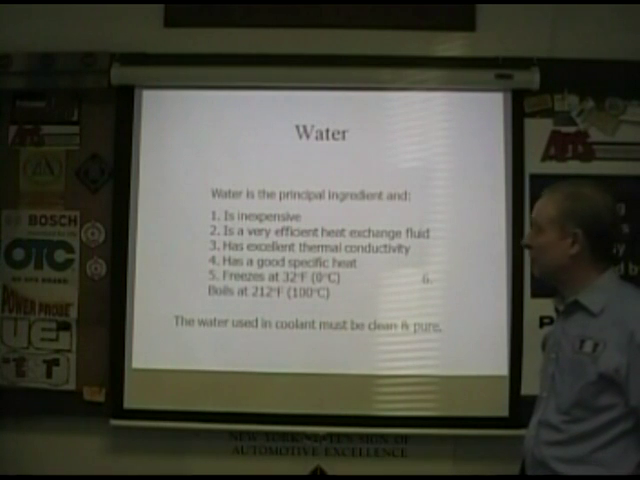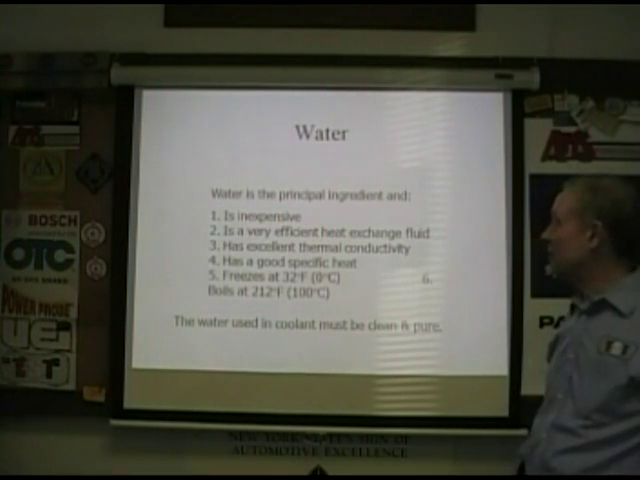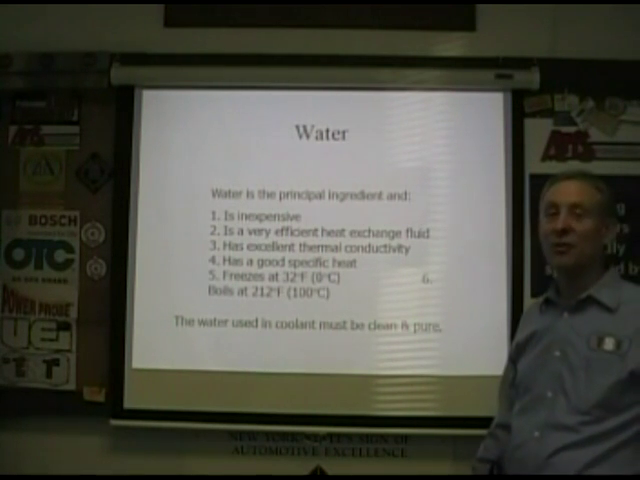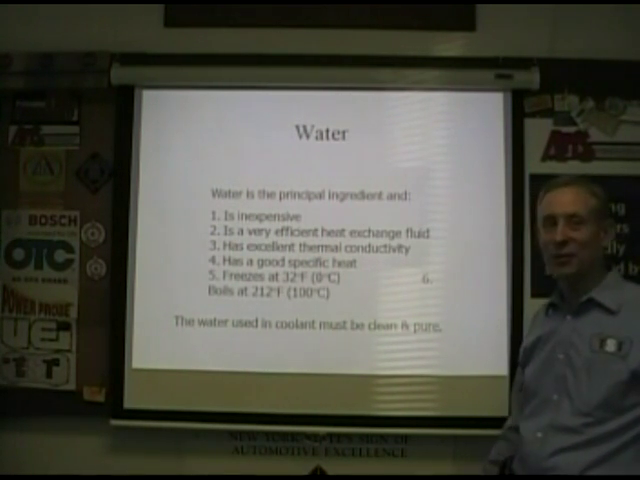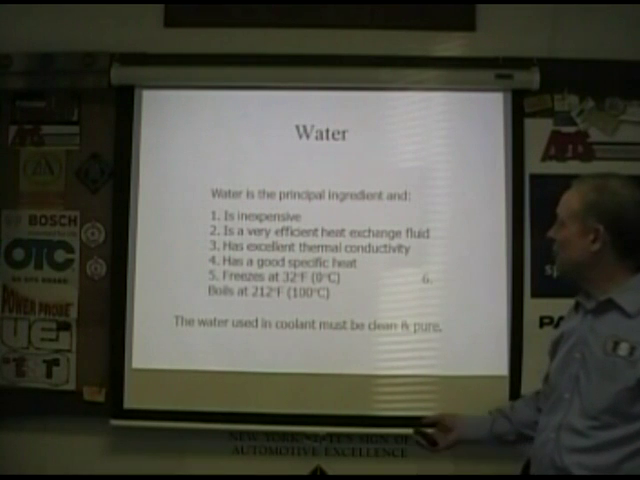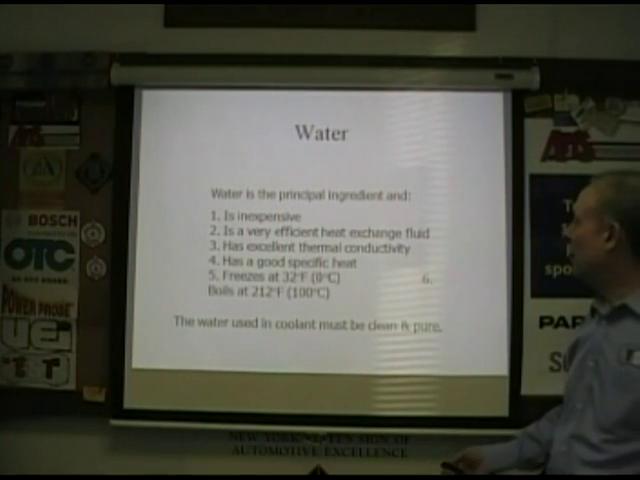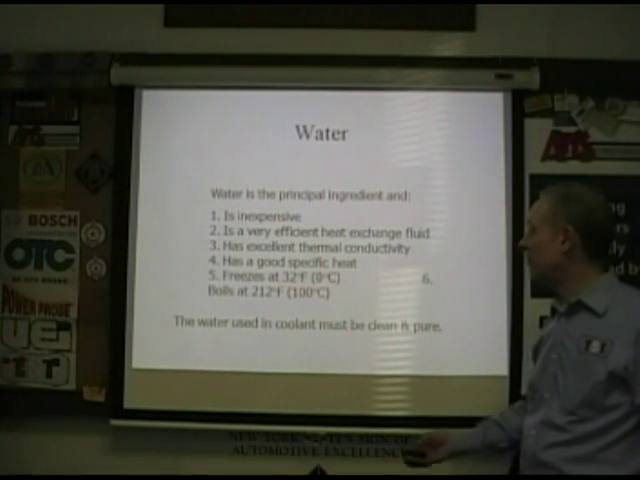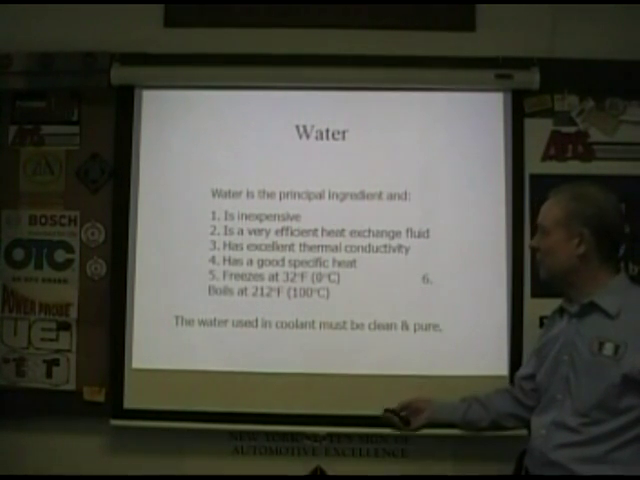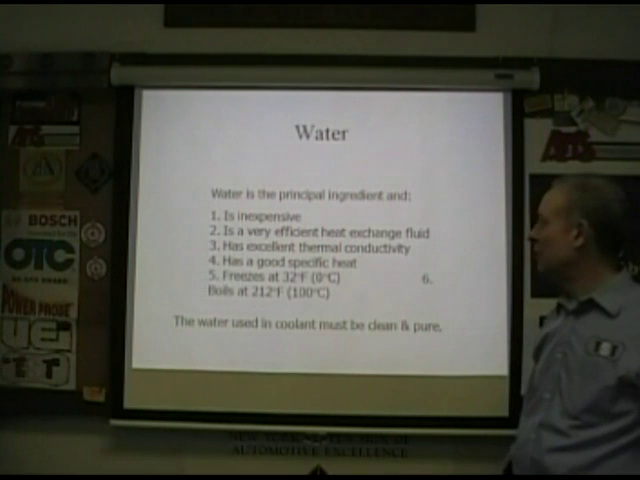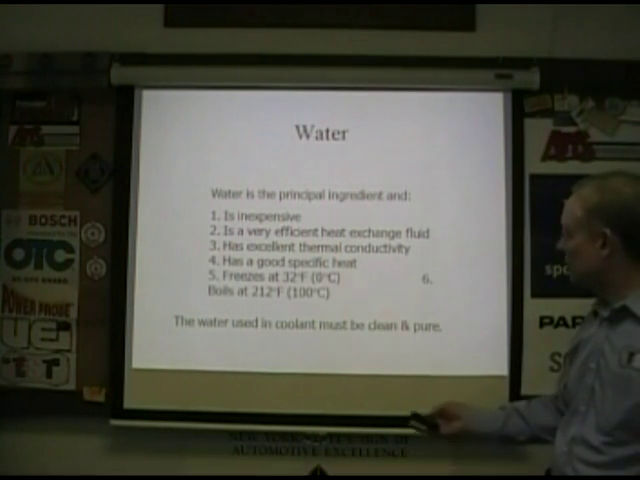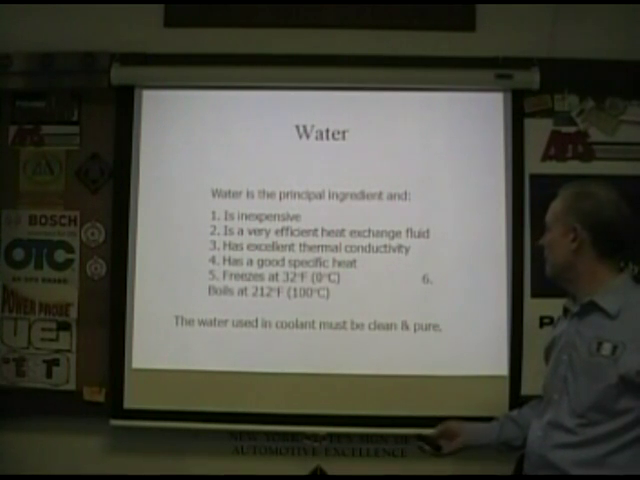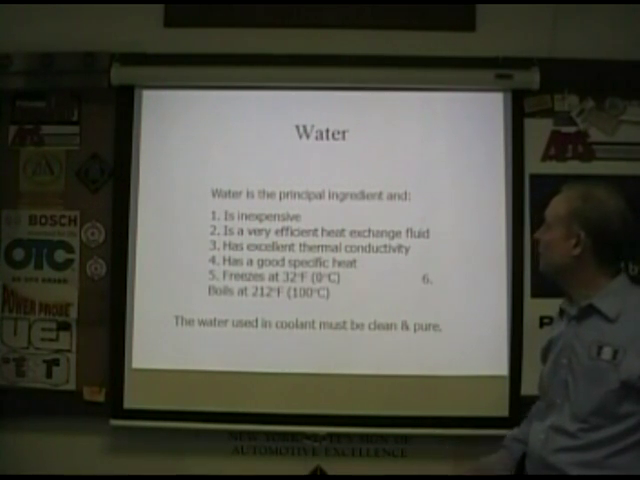All right, water. We all think we know about water, but here's the bottom line. It has stuff dissolved in it. Water is known as the universal solvent, if you remember your high school chemistry. Excellent thermal conductivity, good specific heat, holds a lot of heat in it per quart, gallon, or whatever. But as I said before, here's the bad stuff. Freezes at 32, boils at 212, and it also has the problem of corrosion and not being a good water pump lubricant. All right, it has to be clean.